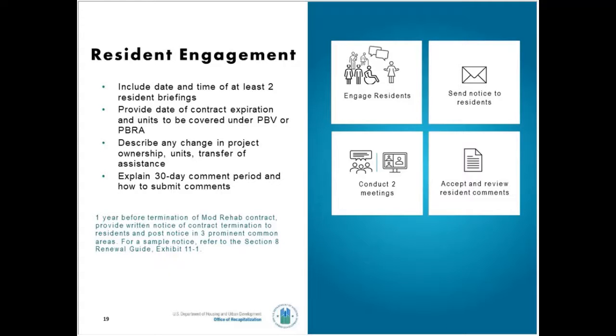In addition to informing the tenants of your intent to convert your Mod Rehab contract, you also want to provide residents with the 1-year notification that you will be terminating the Mod Rehab contract at the property. This notification should be posted throughout the property at 3 prominent locations, informing the residents that upon conversion to the new PBV or PBRA contract, the current Mod Rehab contract will be terminated.